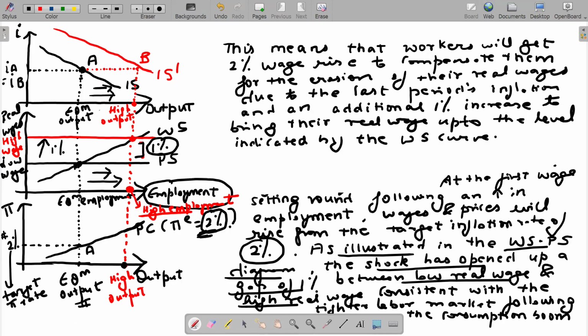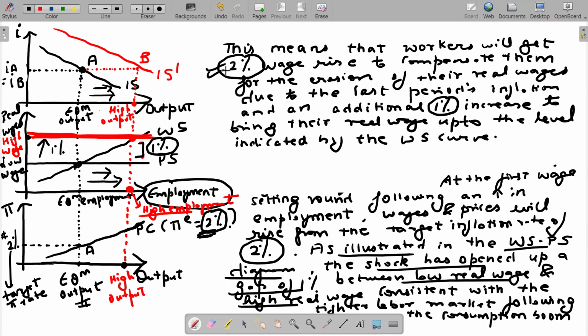What I'm trying to say, listen to me very carefully, all students, is that workers are going to demand 2% higher wages because of the last period's inflation of 2%. And they're also going to demand 1% more just to bring their real wage back to the new level, as indicated by the red wage setting curve, this curve. That means workers are going to demand their wages to rise by 3%: 2% to compensate for the last period's inflation, and 1% to bring them to the new real wage.